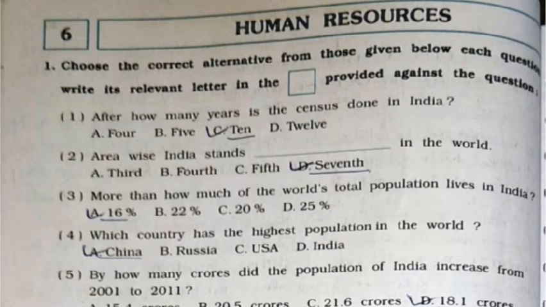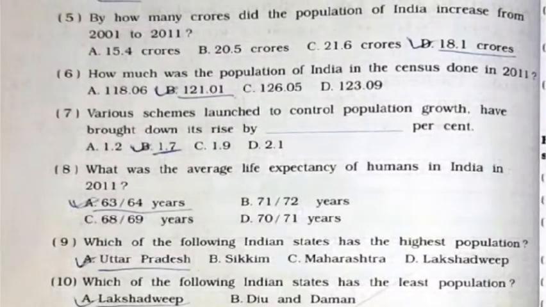Third, more than how much of the world's total population lives in India? It's option number A, 16%. Fourth, which country has the highest population in the world? It's option number A, China. Fifth, by how many crores did the population of India increase from 2001 to 2011? It's option number D, 18.1 crores.